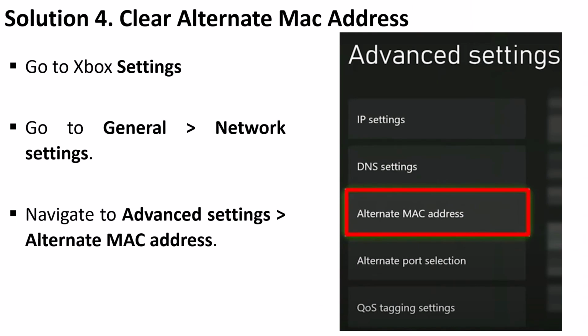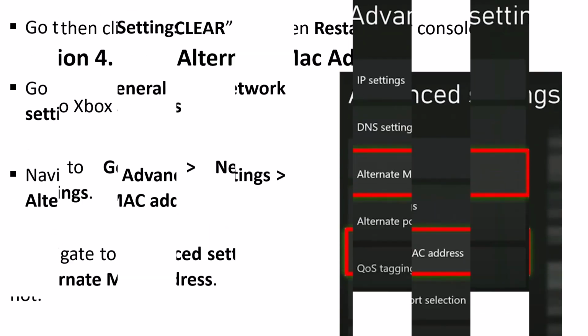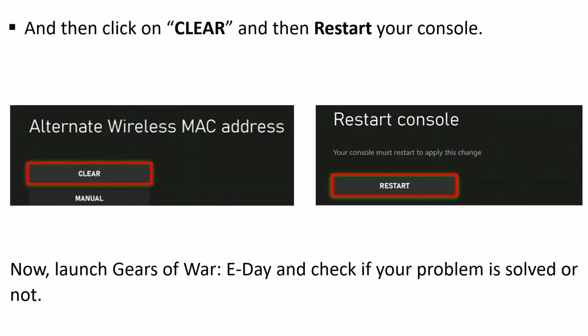Solution 4 is to clear alternate MAC address. So go to Xbox settings, go to general network settings, navigate to advanced settings, alternate MAC address and then click on clear and then click on restart to restart your console. And once your console restarts, then you can go ahead, launch the Gears of War ED game and check if your problem is solved or not.